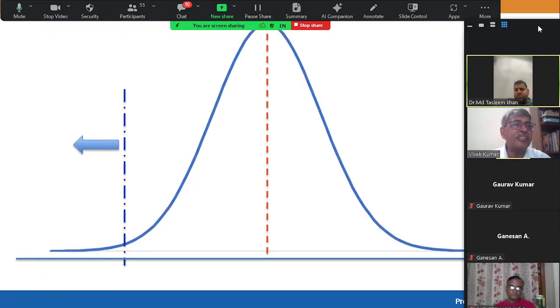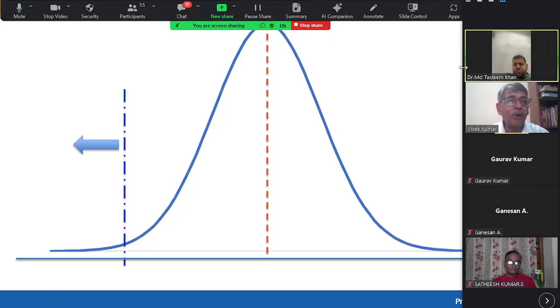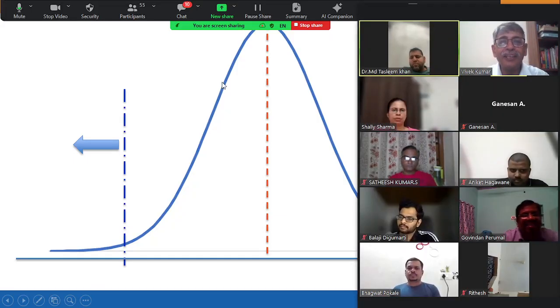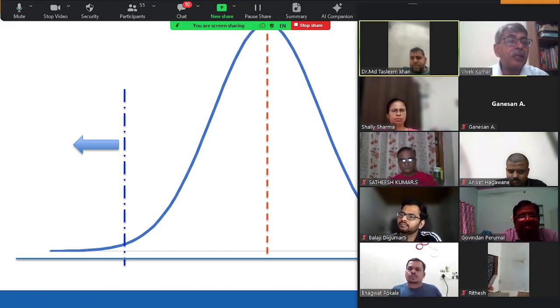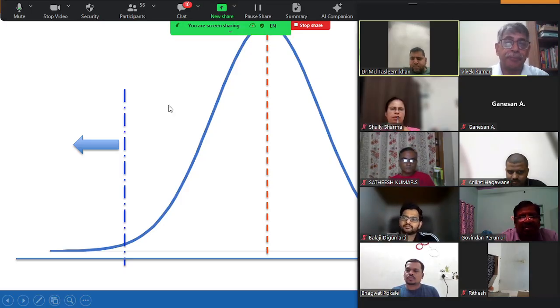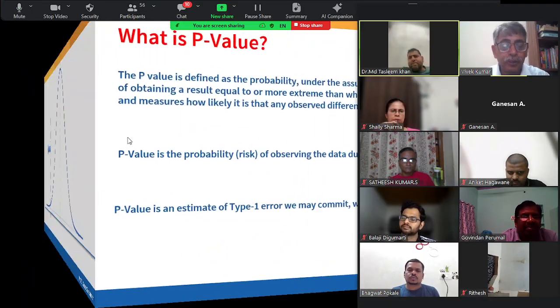We have seen this chart earlier also. Can you see that this is the normal distribution curve? Now, knowing how this normal distribution curve is behaving, I can draw a line anywhere. You tell me, where shall I draw, Dr. Taslim?